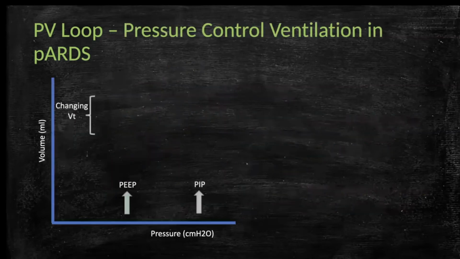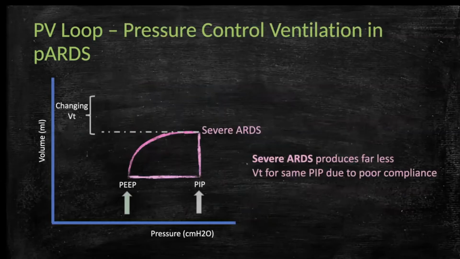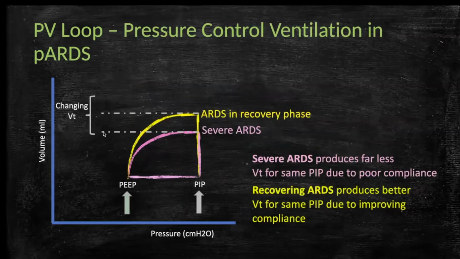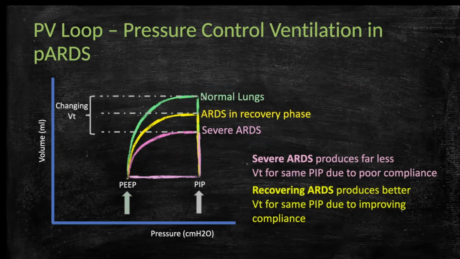While in pressure control mode, the tidal volume changes. Pressure is fixed, and as I said, in pressure control mode, it is box shaped because pressure is fixed. In severe ARDS, you will have the lowest tidal volume, and as the compliance improves, the volume goes on improving. In normal lungs, you will have maximum lung volume.